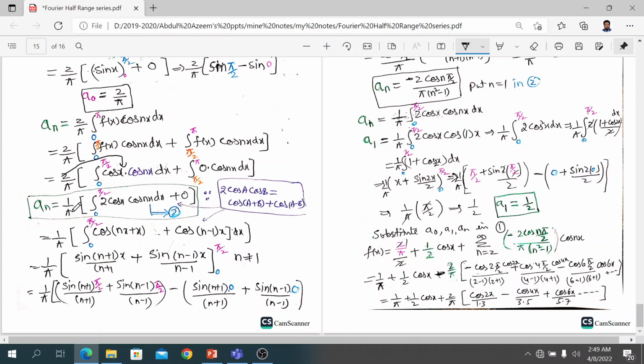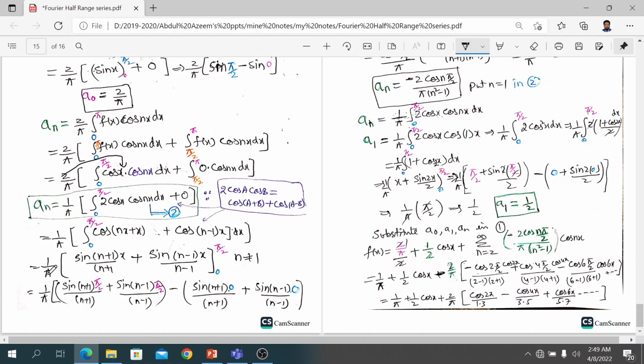So 1 by pi will remain, integration 0 to pi by 2, 2 cos nx dx. Mark it as second equation. Since 2 cos a cos b is the formula cos of sum plus cos of difference, so cos(n+1)x plus cos(n-1)x into dx.